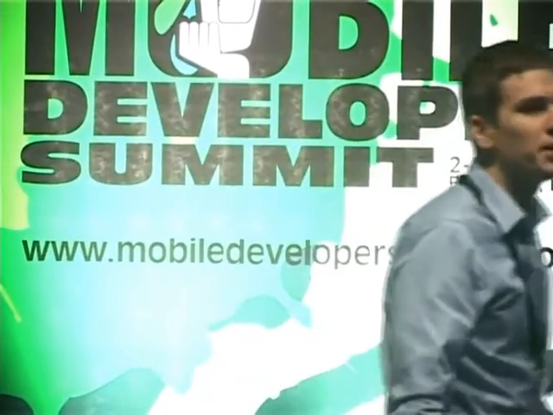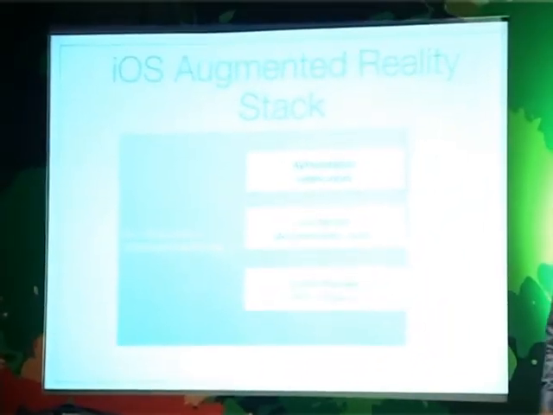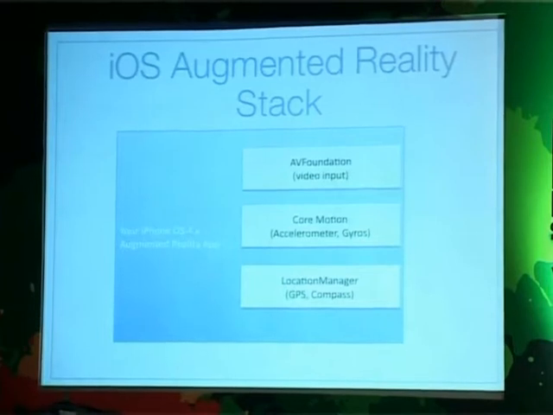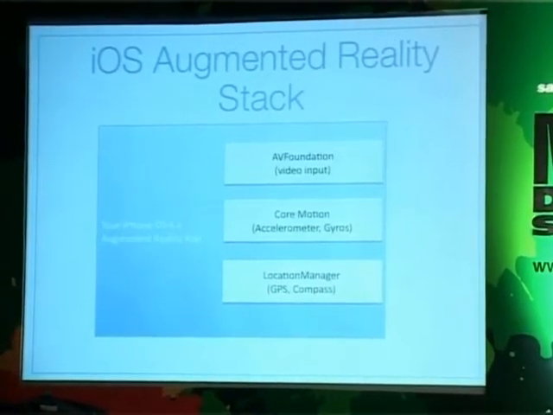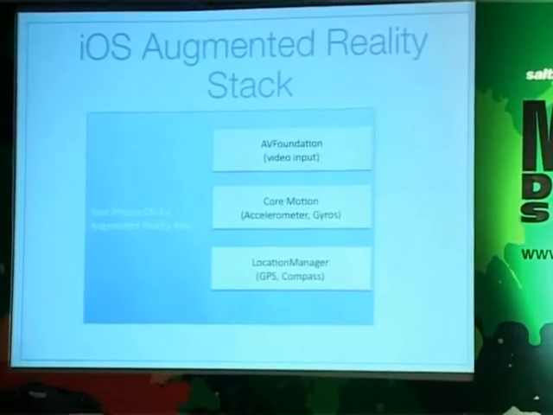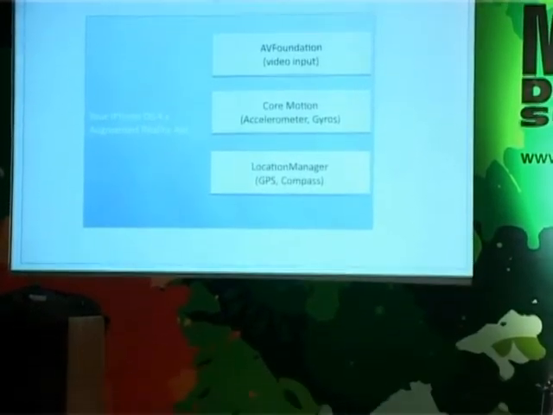augmented reality. The second part of the iOS augmented reality stack is Core Motion, in which we use the accelerometers and in the newer phones the gyroscope to figure out the orientation of the phone relative to gravity. The third part of the iOS augmented reality stack is the location manager.